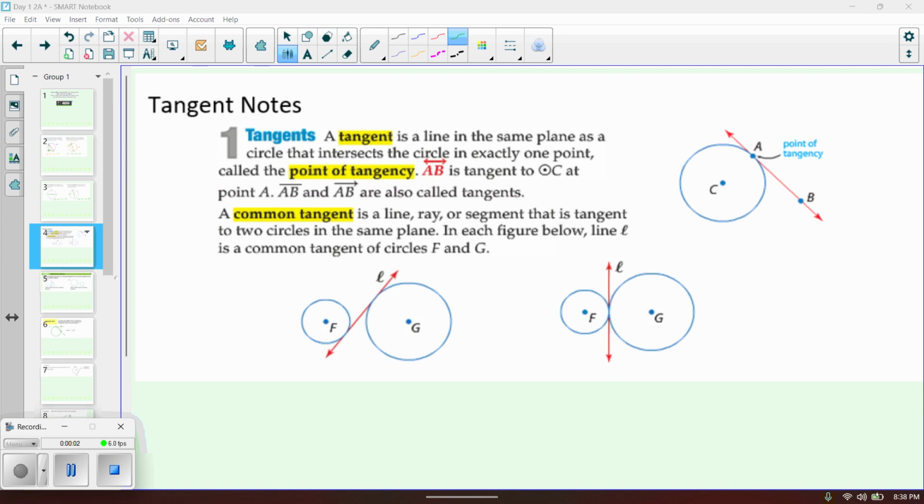All right, for today's lesson, we are going to pretty much exclusively be dealing with tangents on circles. We've talked about tangents before. We've talked about points of tangency, which we'll go over again real quick here in our notes.